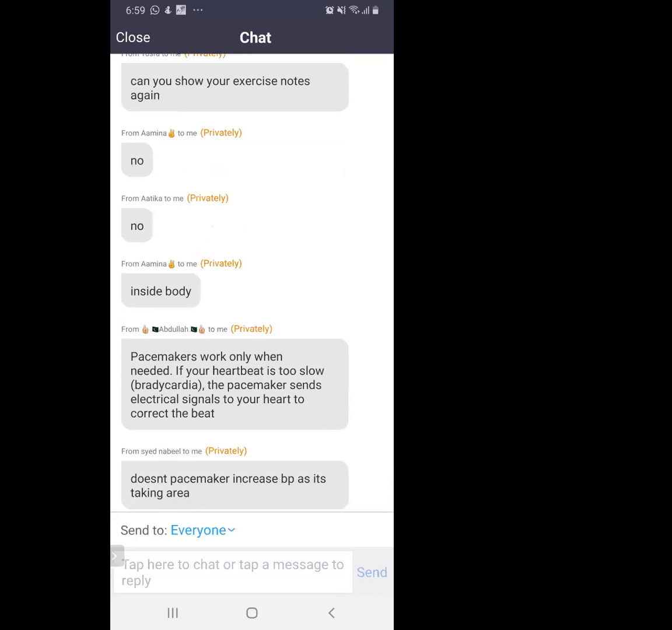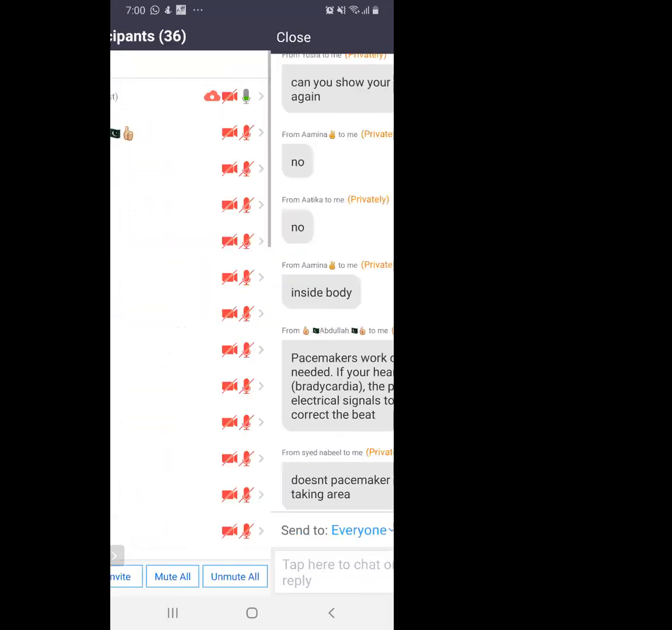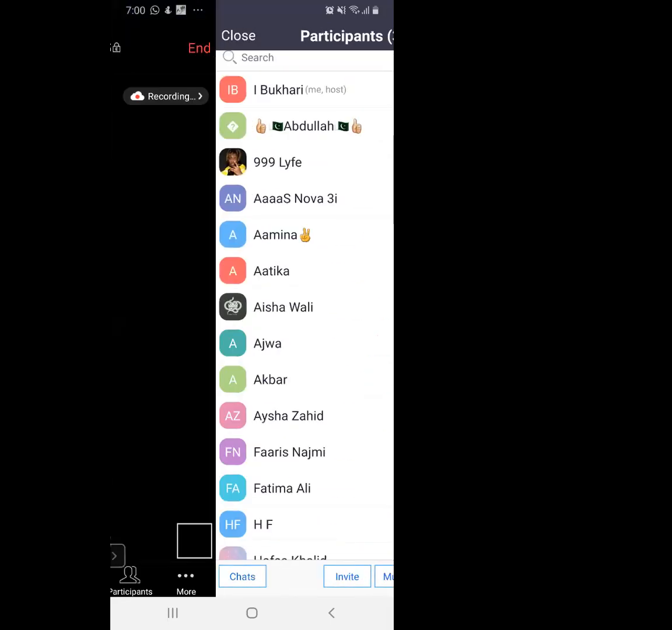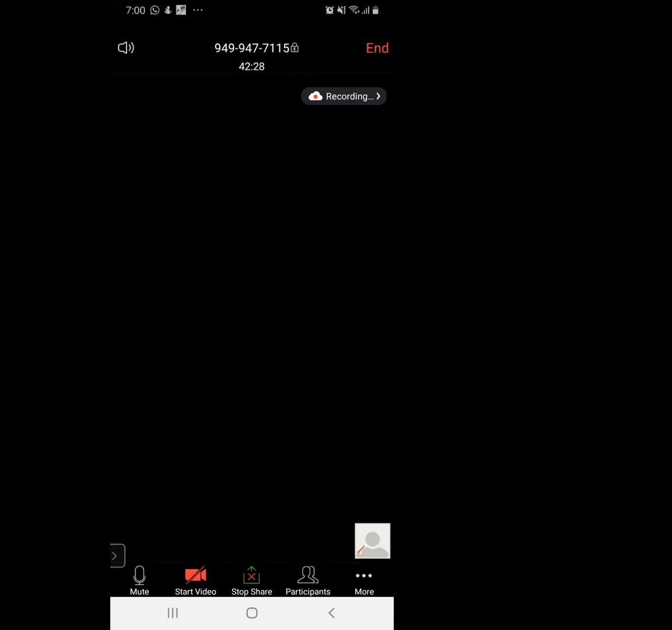Pacemakers work only when needed. If your heartbeat is too slow, the pacemaker sends electrical signals to your heart to correct the beat. Okay. Doesn't a pacemaker increase blood pressure as it's taking area? No, it's not taking that much area. It's not within any vessel. It is outside the vessel.